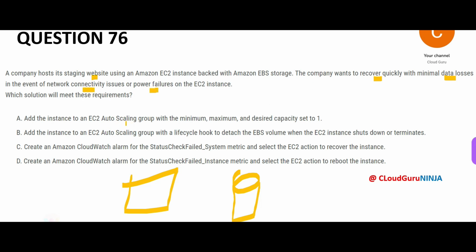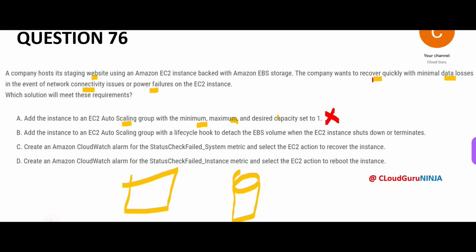Option A is suggesting that you use an auto scaling group with min, max, and desired capacity set to 1. The question is saying you already have one EC2 instance, one EBS storage. When you say that you're going to set the capacity to 1, we want to ensure that this one instance automatically recovers. When we talk about an auto scaling group, why do we use it? Because we want to maintain high availability. This is not high availability. We want to recover quickly. And so A is not appropriate here.